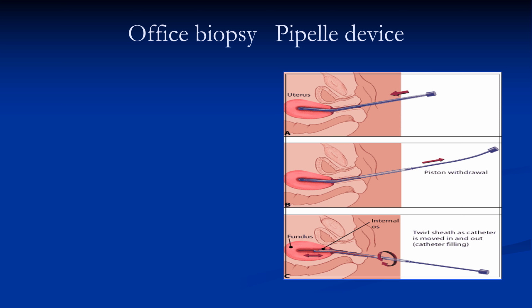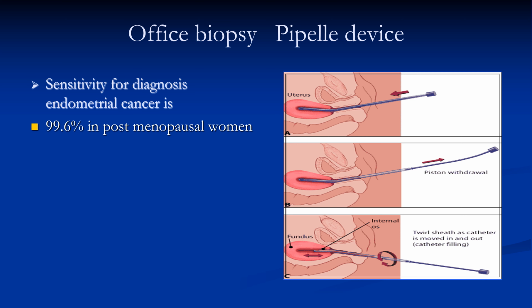Office biopsy, or outpatient endometrial biopsy, using the Pipelle device. Outpatient endometrial biopsy is convenient and has high overall accuracy for diagnosis of endometrial cancer. The sensitivity of office Pipelle endometrial biopsy for diagnosis of endometrial cancer is about 99.6% in postmenopausal women and 91% in premenopausal women. So the sensitivity in postmenopausal women is higher than in premenopausal women regarding diagnosis of endometrial cancer.